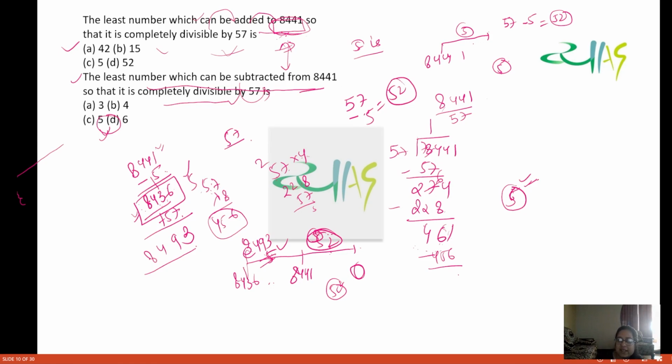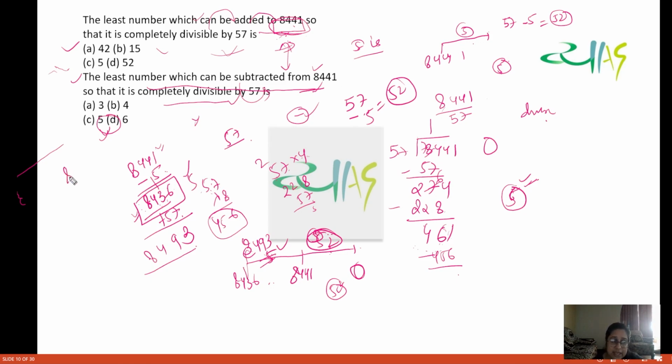So I hope everybody is clear that when you have to add a number, find out the remainder, subtract it from the divisor, and you will get the number. I also explained to you the concept of why this happens. So I hope everybody is clear with this concept. Okay, कि whenever you have to subtract any number, just subtract the remainder. Okay, when you have to subtract any number, just subtract the remainder. But when you have to add some number, find the remainder, subtract the remainder from the divisor, and you will add that number here, and you will get the number which is completely divisible.